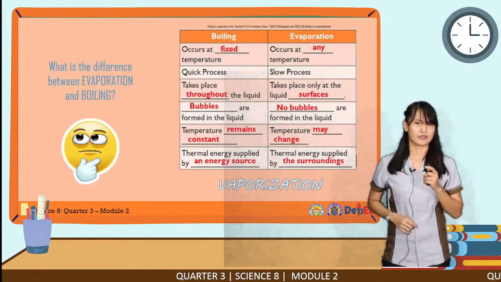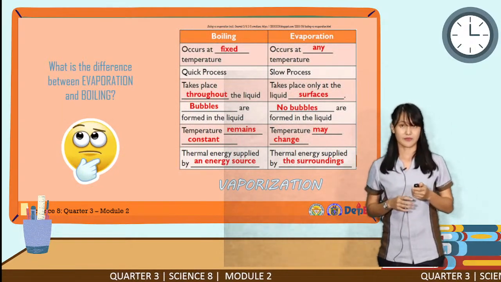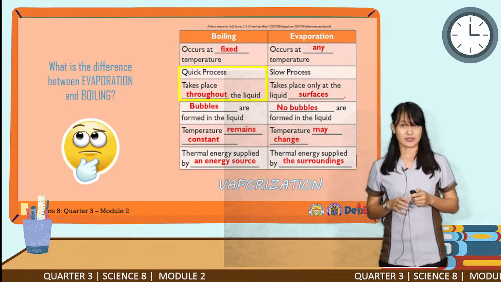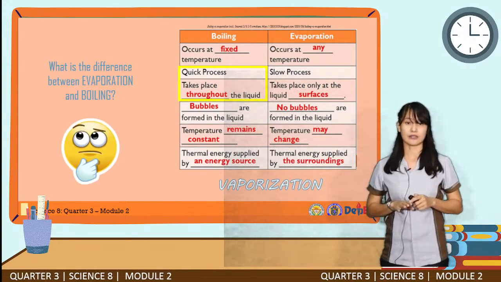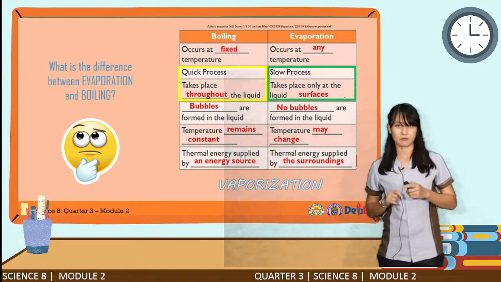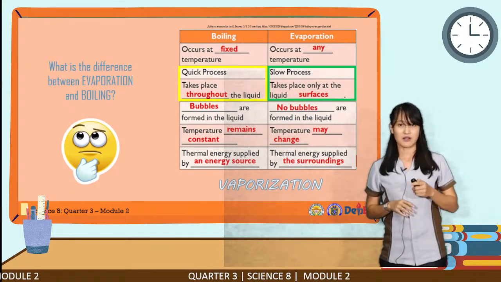But what is the difference between evaporation and boiling? Based on the given chart, boiling is a quick process that takes place throughout the liquid, while evaporation is a slow process that takes place only at the liquid surfaces. Both are types of vaporization.